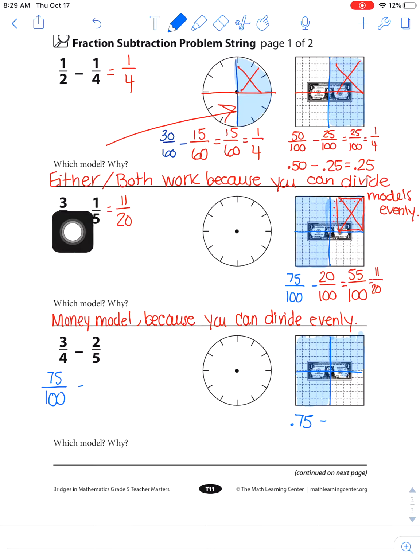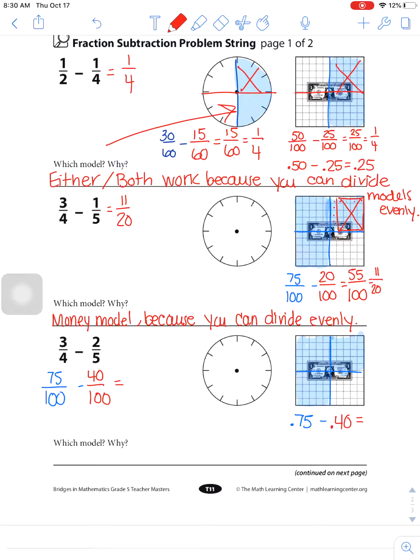Well, it's a problem string, so I'm going to use my previous problem, 1/5, knowing that that's 20 cents or 20 hundredths, right? Over here I identified that. I have 2 of those now. So if I have 2 20 hundredths, then how many do I have? Well, you are correct if you said 40 hundredths. Okay, so I'm going to subtract these two, and I'm going to say minus 40 cents.